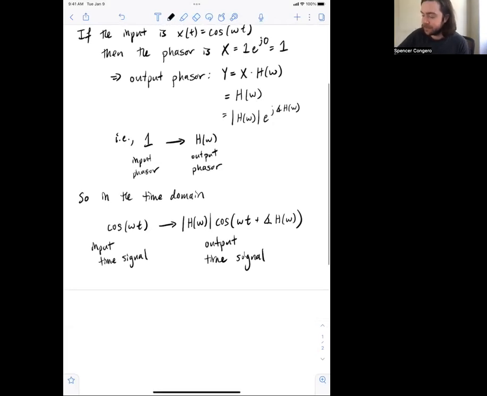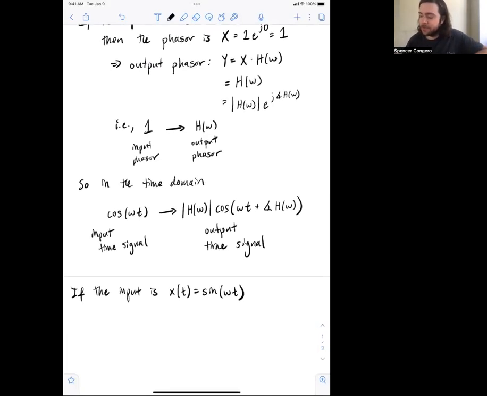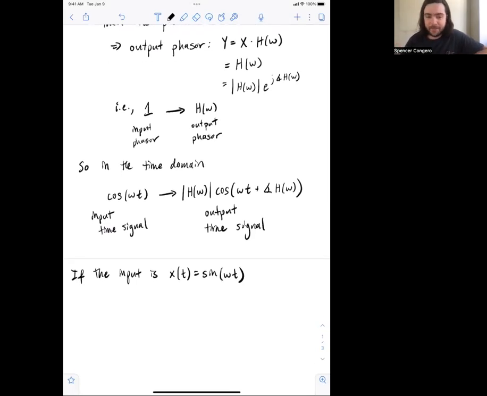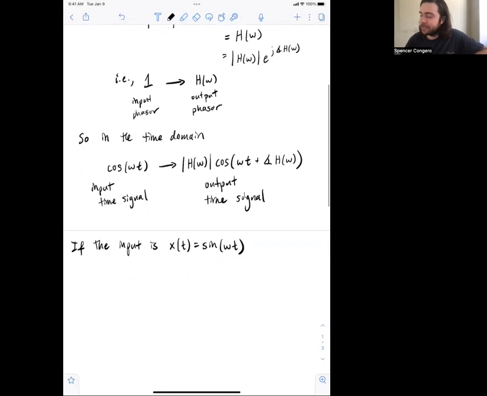So that's if the input's a cosine. What happens if the input is a sine? So what happens if the input x of t is actually sine of omega t? Okay, well, we want to change this into a phasor, and with phasors, we have the convention that phasors are in terms of cosine. So let's convert this into cosine.